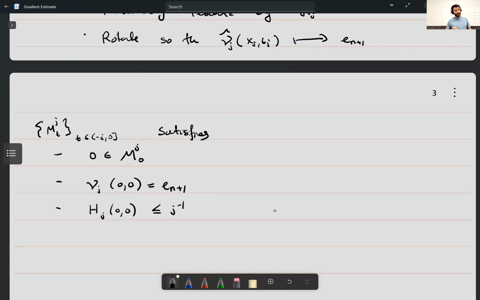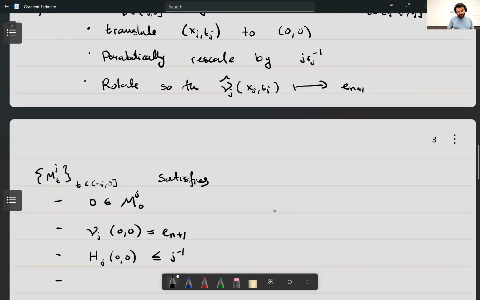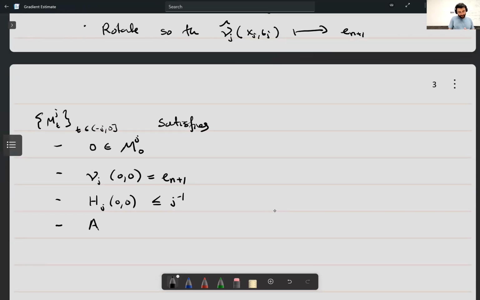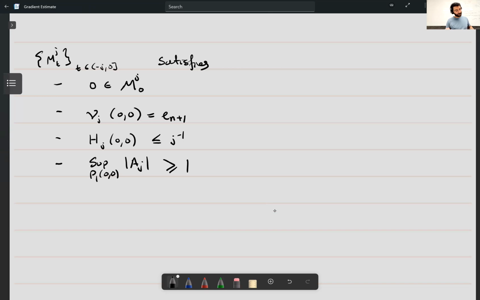So this is good because now we know that H goes to 0. But on the other hand, because of this assumption here, the second fundamental form at 0 of Aj is greater than or equal to 1. Okay, so it's not flat. Are there any questions about this part?